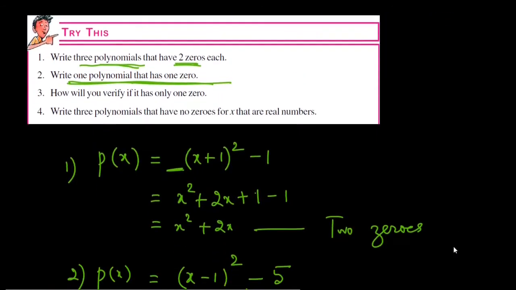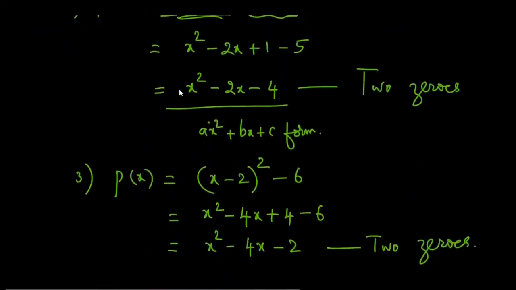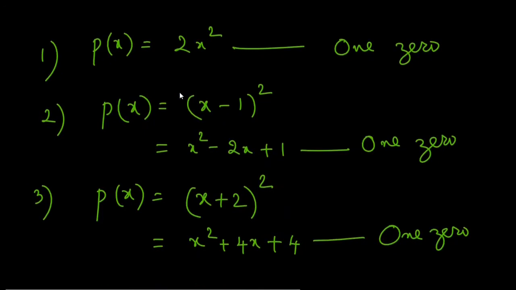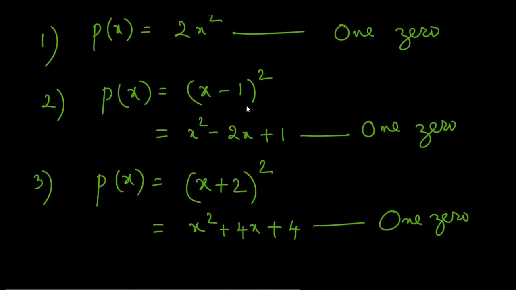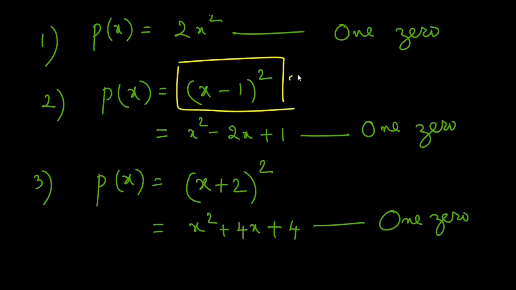Another question is, how will you verify if it has only one zero? We are writing polynomials that have only one zero. How can we verify that it has only one zero? Say let us take this one. If we want to find the zero of this polynomial, we have to equate P of x to 0 and solve for x.